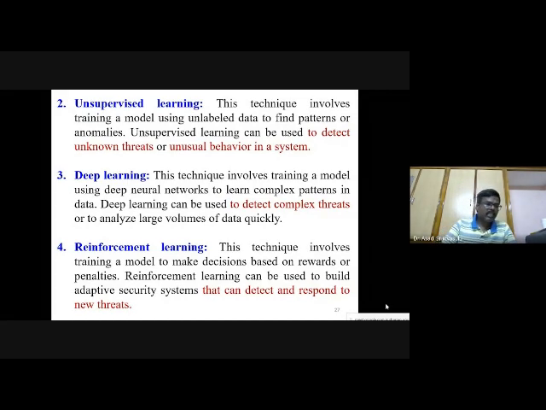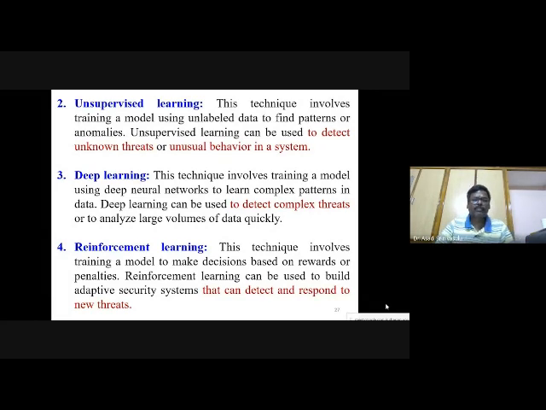Then deep learning. Deep learning is nothing but learning from the observational data in a deep manner by including a number of hidden layers, a number of input layers, a number of activation functions, and various parameters and hyperparameters, with hyper-tuning parameters, to increase the performance and accuracy of our model. So it is used to detect complex threats and to analyze large volumes of data, huge volumes of data, quickly by using deep learning techniques like CNN, RNN, and LSTM, etc.